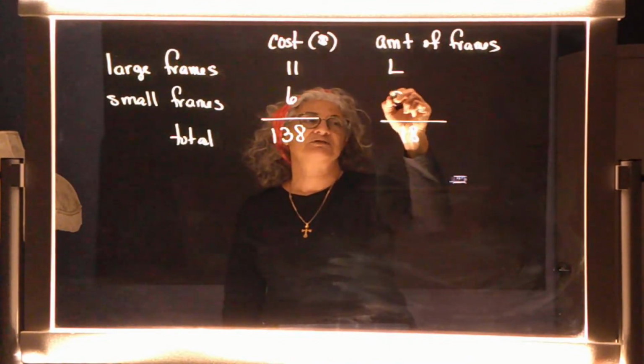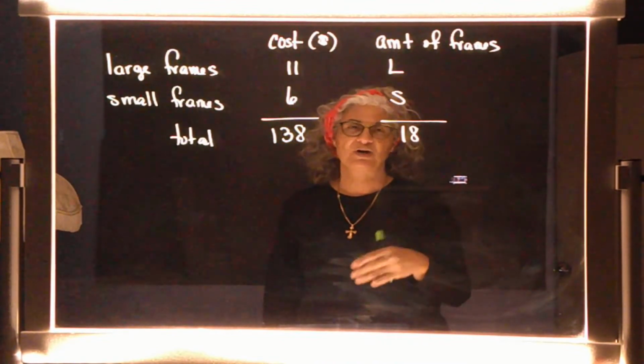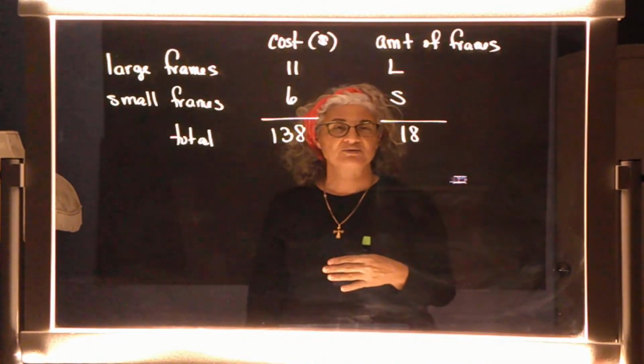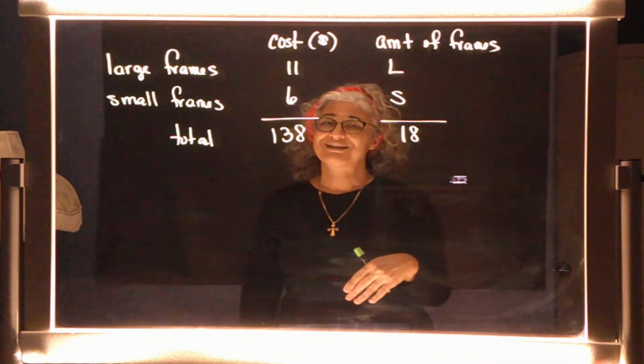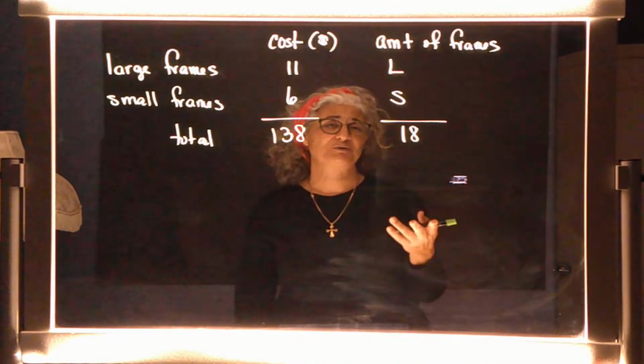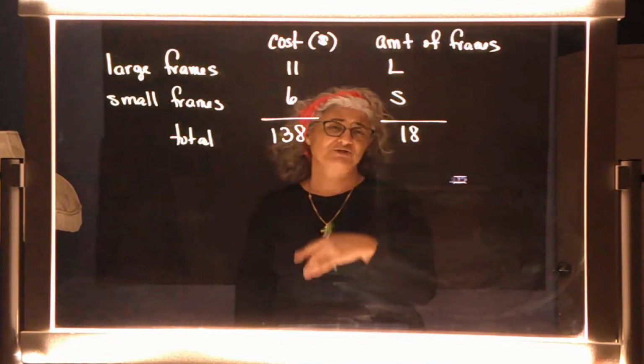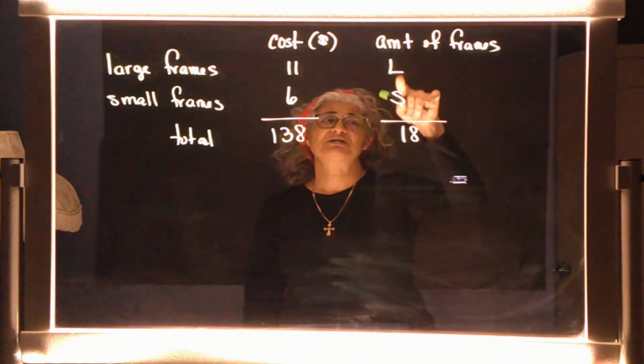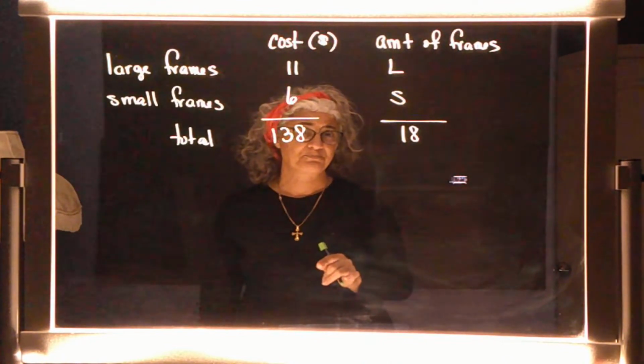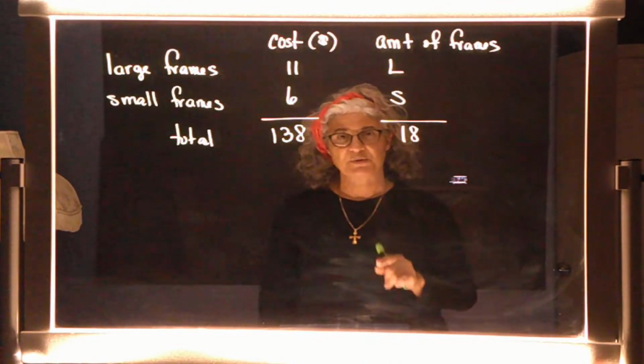Yep. S for small. Some of you use X's and Y's. That's fine. I don't like to use X's and Y's when I'm talking a story because X stands for xylophone to me and a Y stands for yo-yo. And we ain't talking about xylophones and yo-yos in here. We're talking about large and small frames. Cool? Okay, so here's the question.